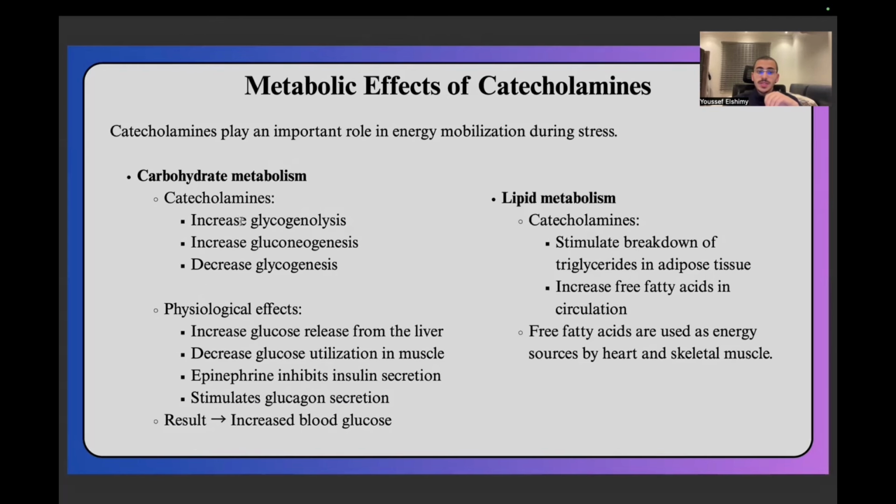So catecholamines basically increase the breakdown of glycogen, increase the production of glucose, and they decrease the breakdown of glucose because you need this glucose. As an effect, this would lead to the increased glucose release from the liver, done by gluconeogenesis. There would be decreased glucose utilization in the muscle because you want to raise the blood sugar levels, and the epinephrine would inhibit the insulin secretion as well as stimulate glucagon secretion. So the result would be increased blood sugar.